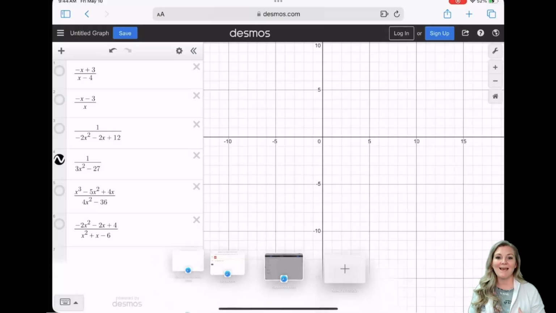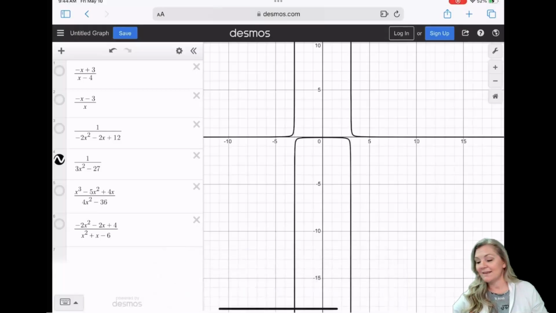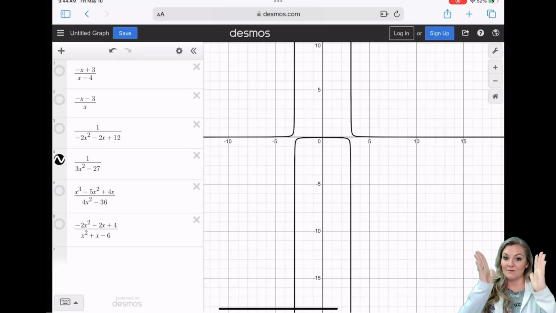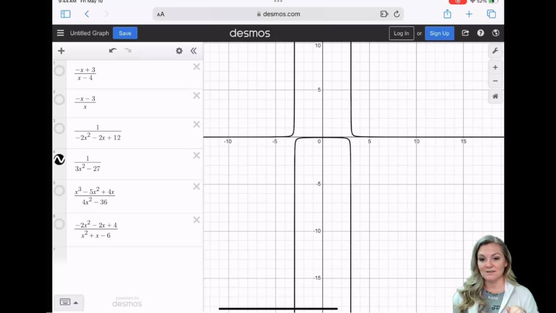So now I'm going to show you what these look like graphically. This first one actually had a typo in the notes. It was supposed to be 3x squared minus 27. Plus 27 does not look right. So this one is supposed to be minus 27. So you have that horizontal asymptote at 0. I also have the 2 vertical asymptotes, which makes sense.